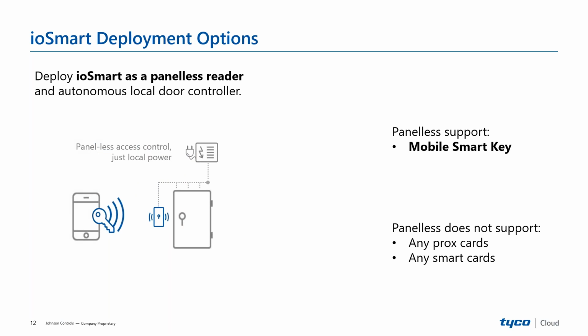So, how to deploy an ioSmart in a panelless based setup is very simple. You have your reader, you have your power, and that's pretty much it. The reader acts as a beacon. Now, don't forget, the reader doesn't have to be at the front door. It could be anywhere in the door setup you want. It could be in the ceiling. We don't have to put the reader by the door if we ever wanted to. And the phone acts as a key. That's what George was alluding to before.